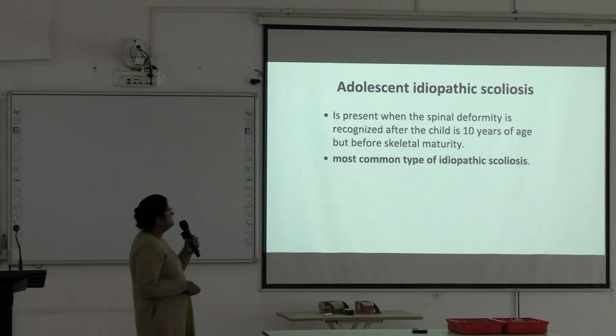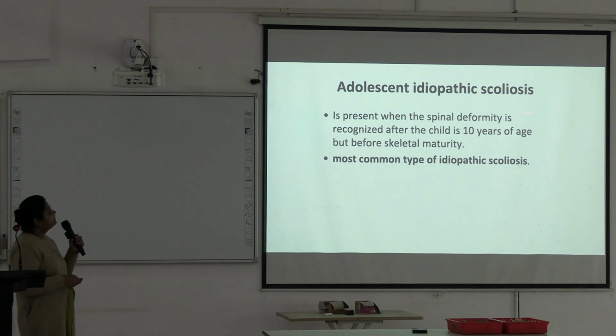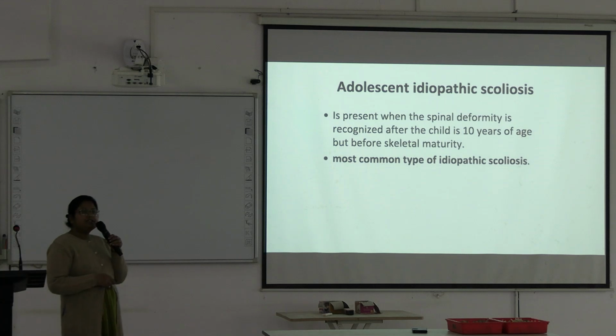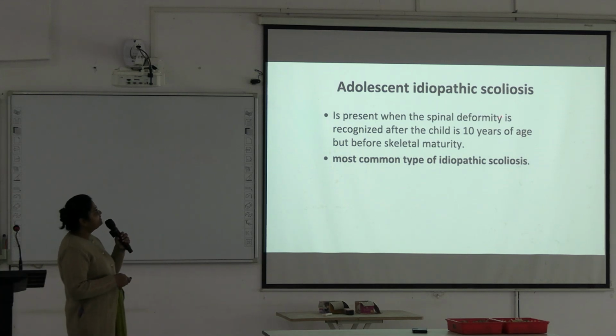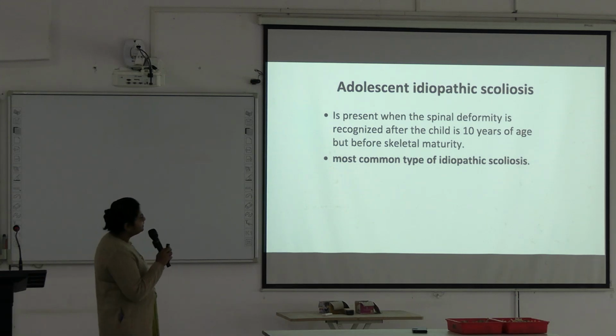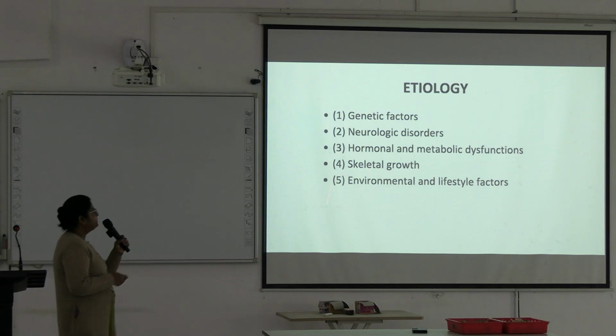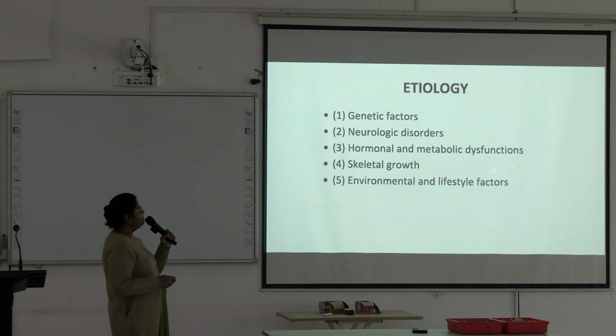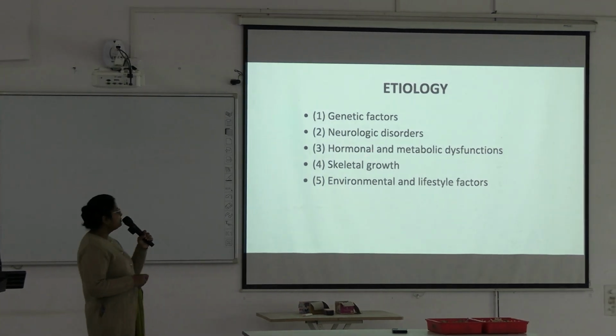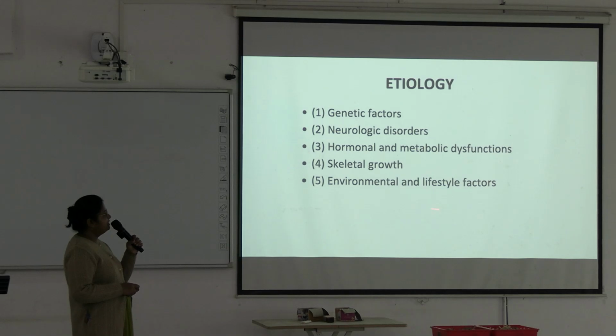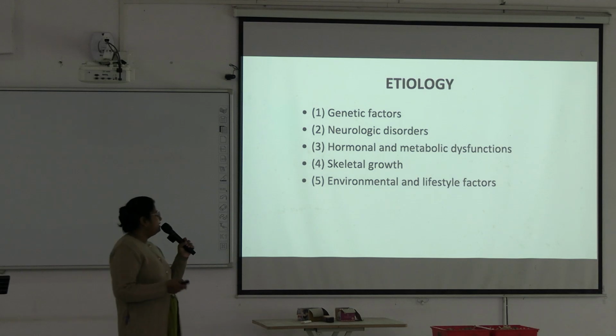Next, adolescent idiopathic scoliosis is present when the spine deformity is recognized after the child is 10 years of age, but before skeletal maturity. The most common type of idiopathic scoliosis is this type, adolescent idiopathic. Next, these are the main etiological factors: genetic factor, neurologic disorders, hormonal and metabolic dysfunctions, skeletal growth deformity, environmental and lifestyle factors. Lifestyle factors mean maintaining proper posture.